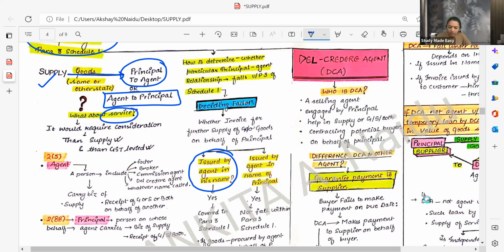Ma'am, what about service? Suppose agent provides service to principal without consideration. Without consideration, agent is providing services to the principal. Would you say it is supply or it is not a supply? Not a supply. If it is with consideration, it will be supply.